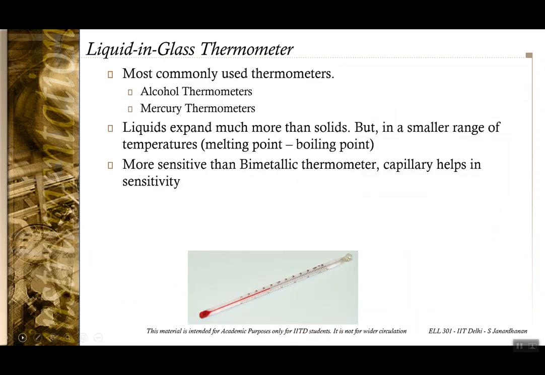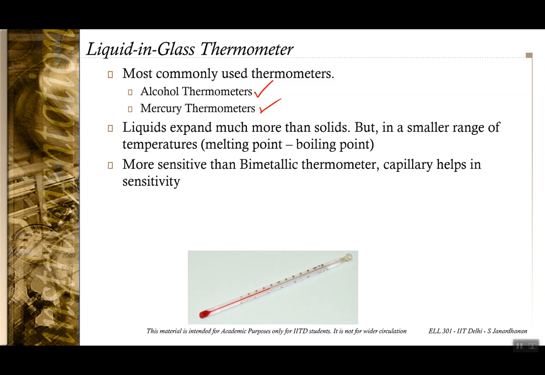Next, we have the liquid in glass thermometer. This is the most commonly used and the most familiar thermometer that you have. You do have the mercury thermometer, which is basically used for measurement of body temperature, and in laboratories you also have the alcohol thermometer, which is used to measure room temperature or temperature of certain liquids.